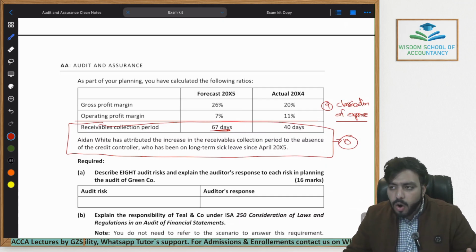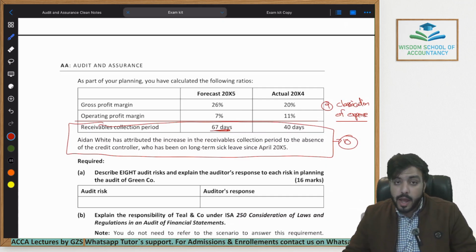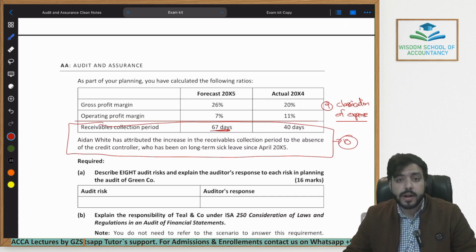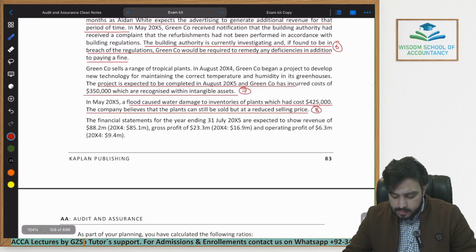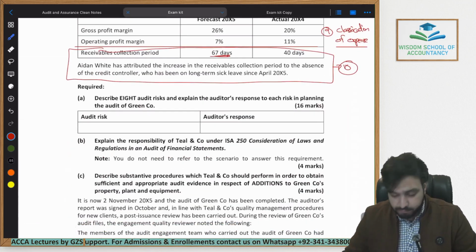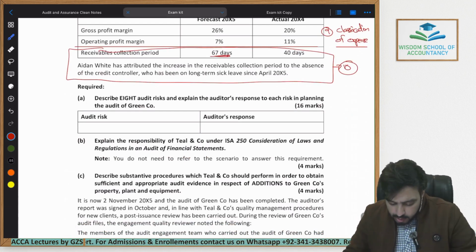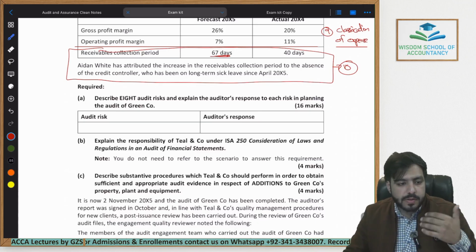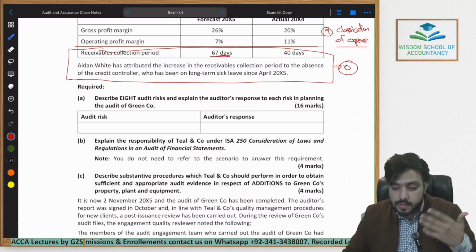We have identified all the risks from the questions, and congratulations as well. Instead of identifying 8 different audit risks, we have identified how many? 10 different audit risks from our question. So we have done good. Now it is time that we move towards our answer sheet and start writing our answers down. Let's do it.